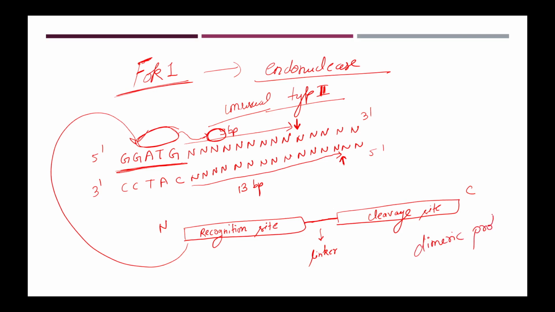It is a dimeric protein. Once one recognition site, or one monomer, gets bound to the DNA, another monomer of this protein comes and recognizes the sequence on the other strand. So this recognition site comes, and this is the cleavage.